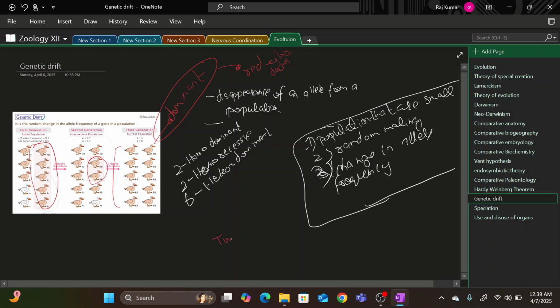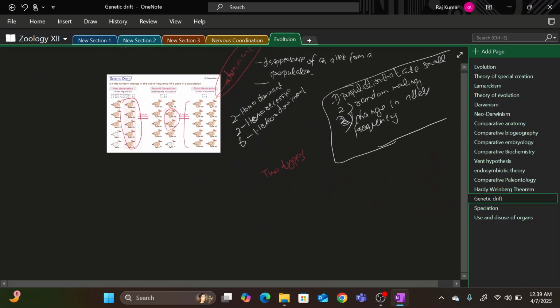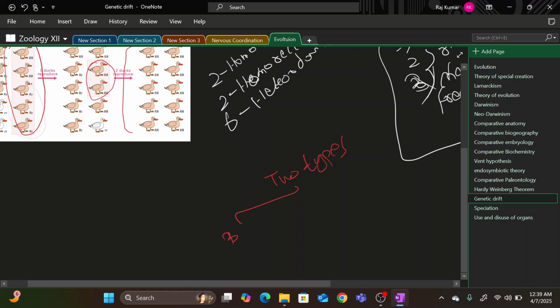It happens in two manners. There are two types of genetic drift. Number one is the bottleneck effect. The bottleneck effect basically means a genetic drift due to natural consequences, for example a volcanic eruption, a flood, or heavy rain. That sort of genetic drift is known as the bottleneck effect. The second one is the founder effect.